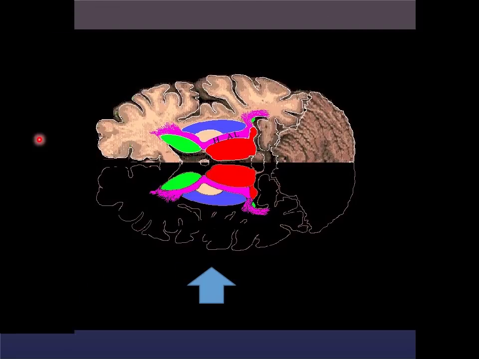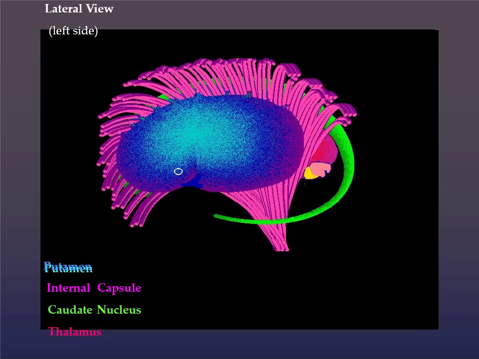To gain an appreciation of the three-dimensional arrangement of these structures, we're going to peel away the cerebral cortex and the underlying white matter to reveal the basal ganglia and the internal capsule. And we're going to rotate, and we see here some of those structures. We're going to rotate it so we look at it from a lateral perspective. So we're looking here at the putamen. Anterior is on the left, posterior on the right.